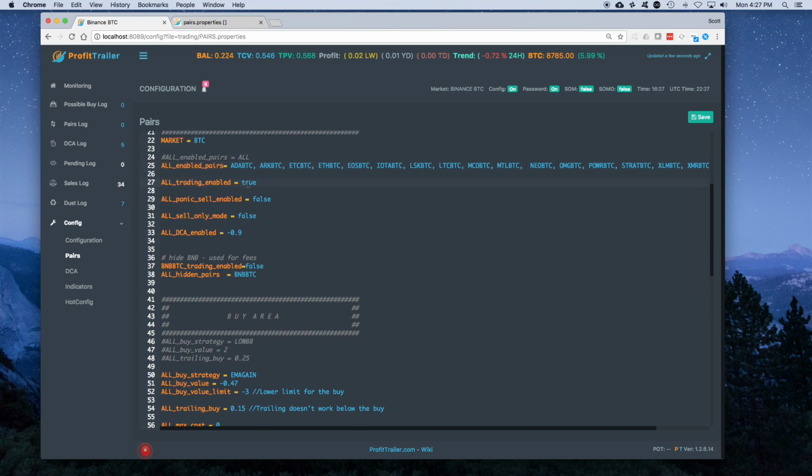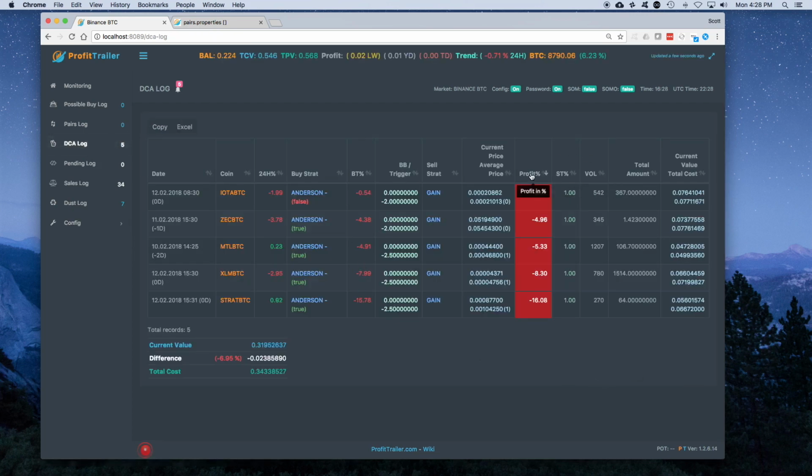Of course, you've got to have trading enabled. Panic sell is false, all sell only mode is false, and all DCA enabled here. I've got it set to kick in at just under 1% loss. So while a coin is above that value, 0.9% negative in its profit margin, then it stays out of DCA and stays in the pairs log here. But once it goes below that, it will go into the DCA log. And yes, I'll show you my DCA log.